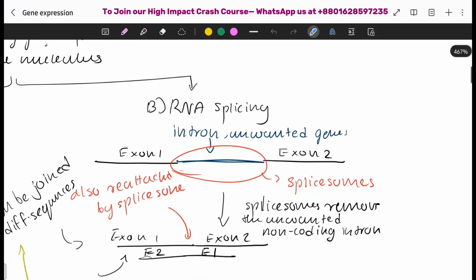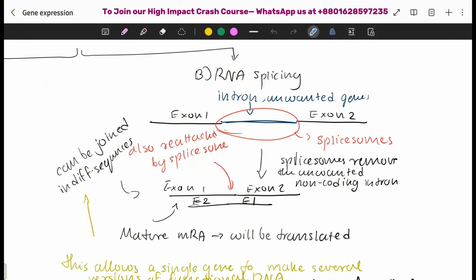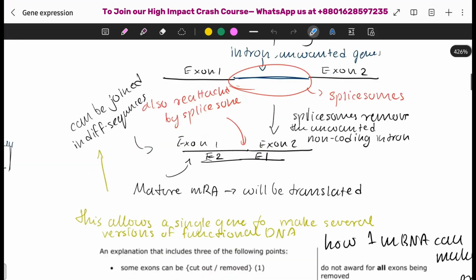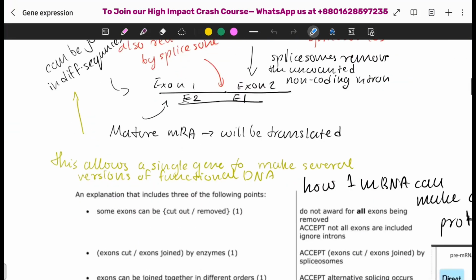Okay, and they'll be reattached by the spliceosome. So this is the enzyme, the spliceosome. It will reattach it, and it will remove the unwanted non-coding introns. So the one that's saying it will remove it, and will join the exons together. And the mature RNA will then be translated. And it will allow a single gene to make several versions of functional protein. Okay. So one gene can make many versions of functional protein.